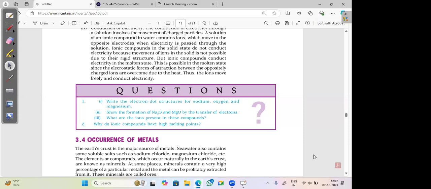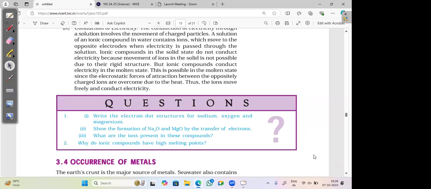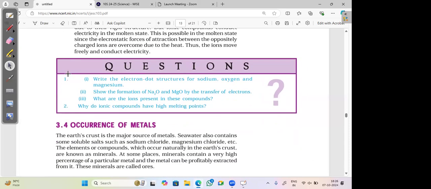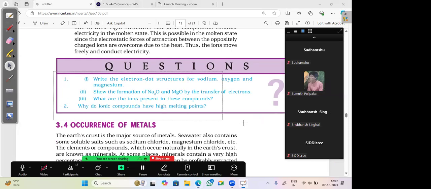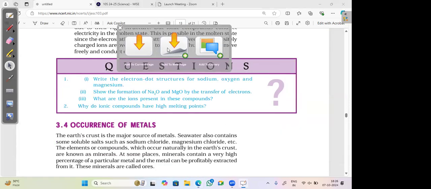Write the electron dot structure for sodium, oxygen, and magnesium. So let's see how we write these electron dot structures. While writing the electron dot structures, we write the electrons in the outermost shell. What is the number of electrons in the outermost shell? We write only those.